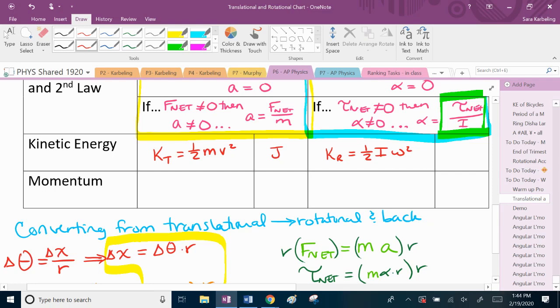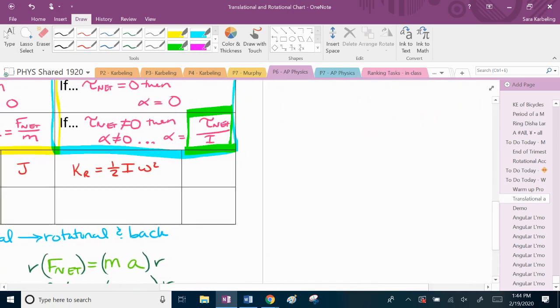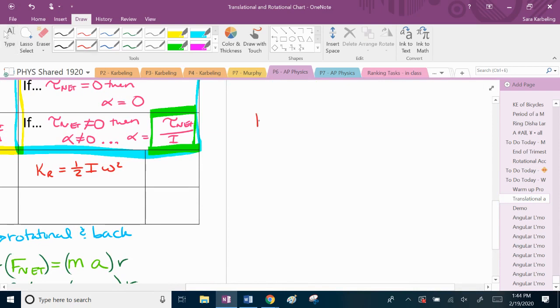What are the units? That's a good question. Should we figure that out real quick? Would that be a good thing to do? Let's do that right over here. I'm just going to write it down over here so I don't lose my spot. So the rotational kinetic energy, you've got 1/2 I omega squared. Okay, so what is I?